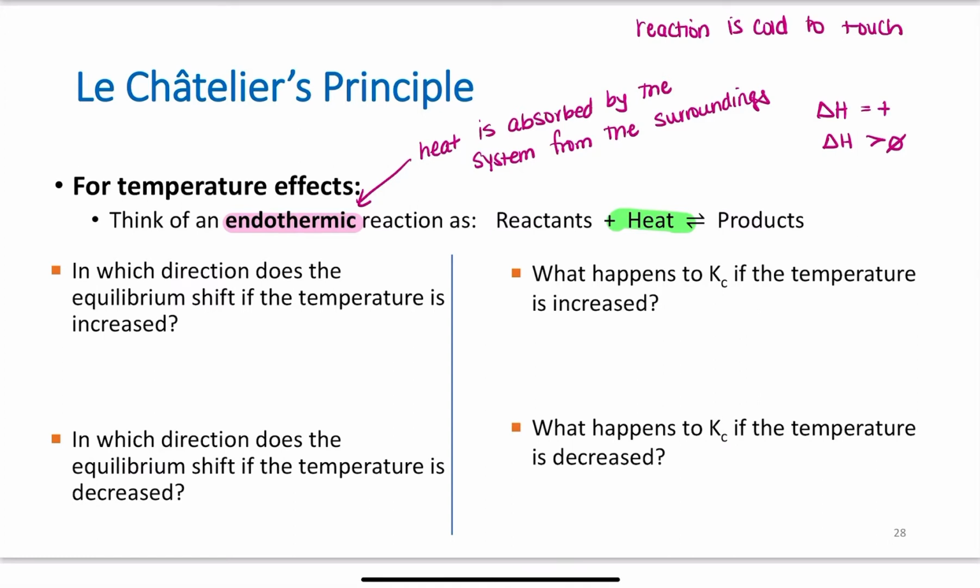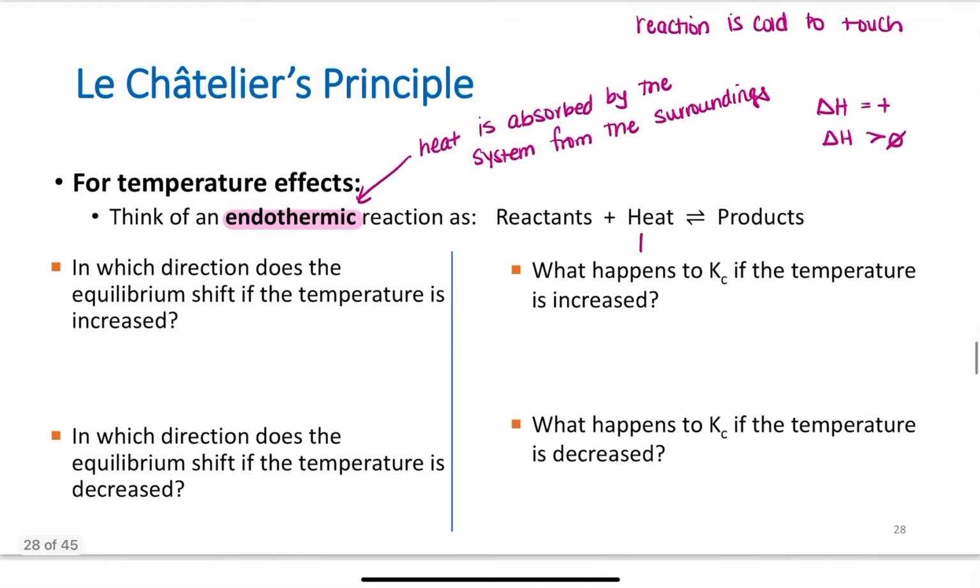Now, let's think about this. If we've got heat as a reactant, in which direction does the equilibrium shift if the temperature is increased? If I increase the temperature, I'm adding more heat to my reaction. I've added more heat to the reaction, which is adding reactant to the reaction. It's going to shift the reaction towards the products.